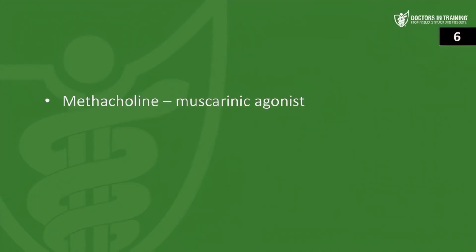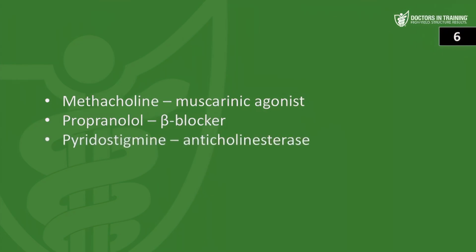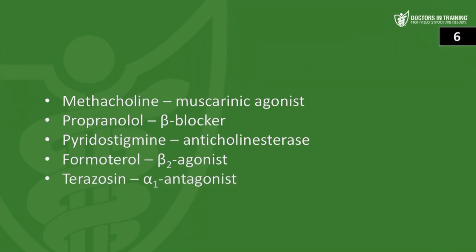Methacholine. That's a cholinergic drug, a muscarinic agonist. Propranolol. Olol is a beta blocker. Neostigmine. Stigmine is an anticholinesterase. Formoterol. Terol is a beta-2 agonist. Formoterol is actually a long-acting inhaled beta-2 agonist. And terazosin is a Zosyn drug, an alpha-1 antagonist.